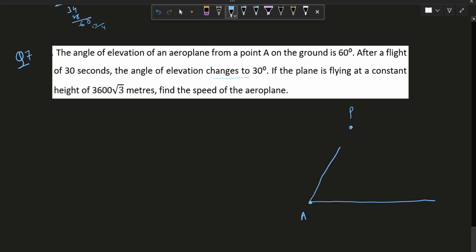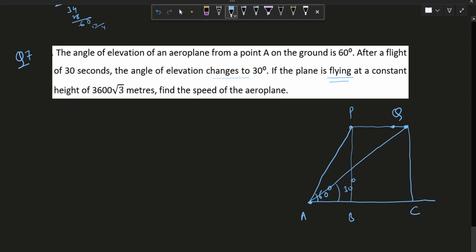उसका जो angle of elevation है, that is how much? 60 degree. Now, after a flight of 30 seconds, 30 seconds के लिए वो आगे बढ़ा. Let's say it reaches to point Q. Plane आगे बढ़ा. Yes. So that angle of elevation changes. Angle of elevation थोड़ा सा और आगे ले लेते हैं हम इसको. Q. It changes to 30 degree. Okay. Now, if the plane is flying at a constant height, इसका जो height है, that is constant given to you. Okay, how much is the height given to you?